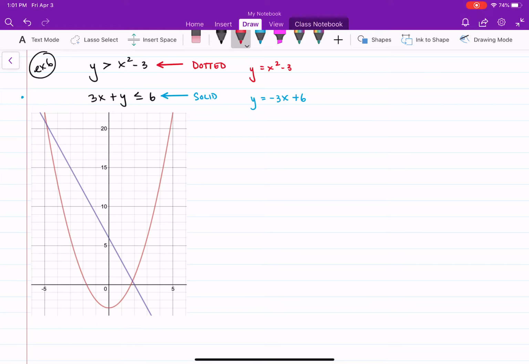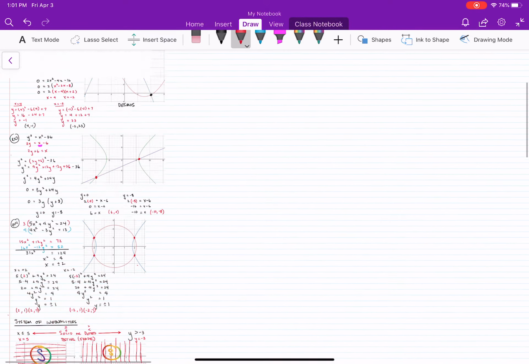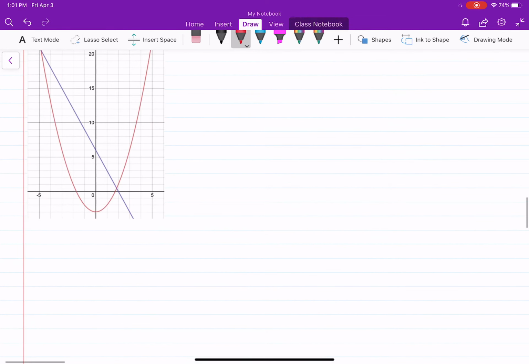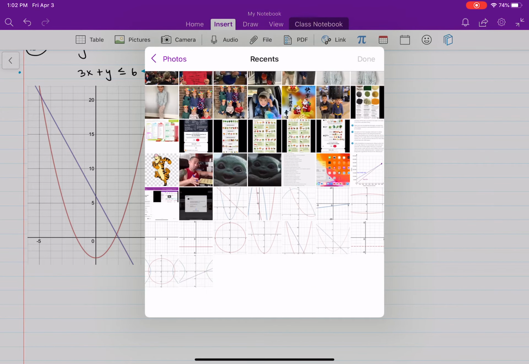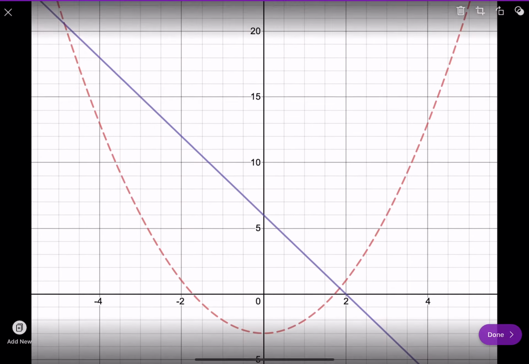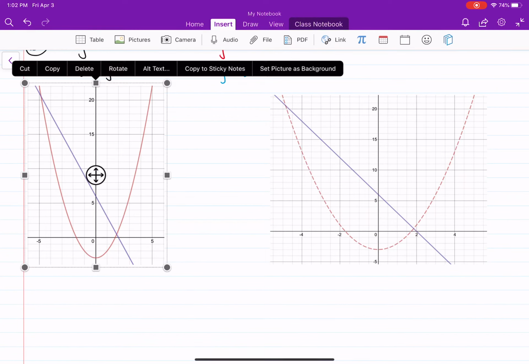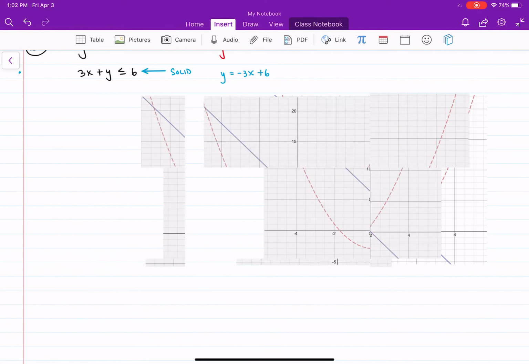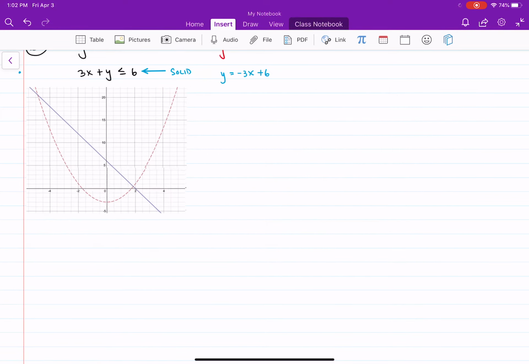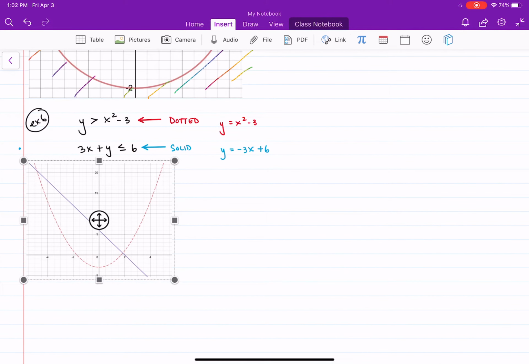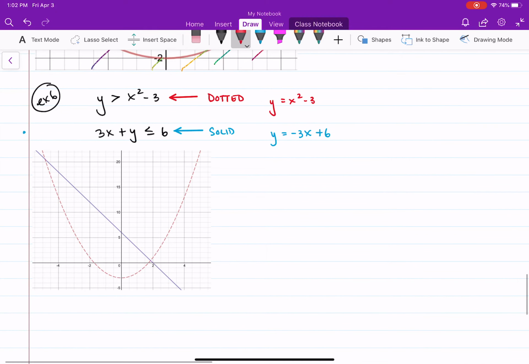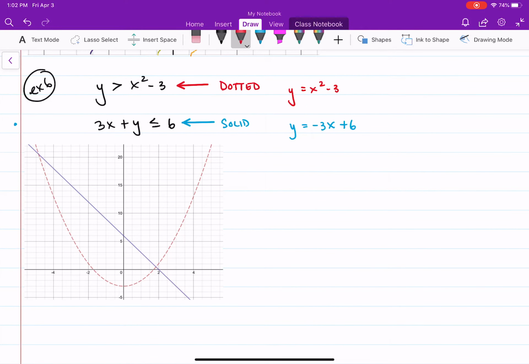So if I was to do that, oh shoot, this is supposed to be dotted. Let me fix that. Okay. All right. So let's do this. So the dotted line is the parabola, okay? Now I'm going to test, so this is for graphing.